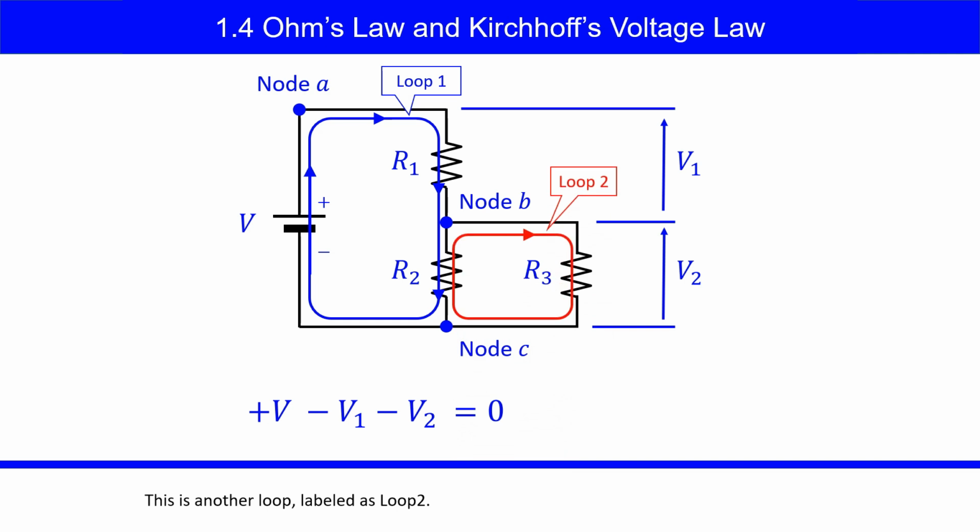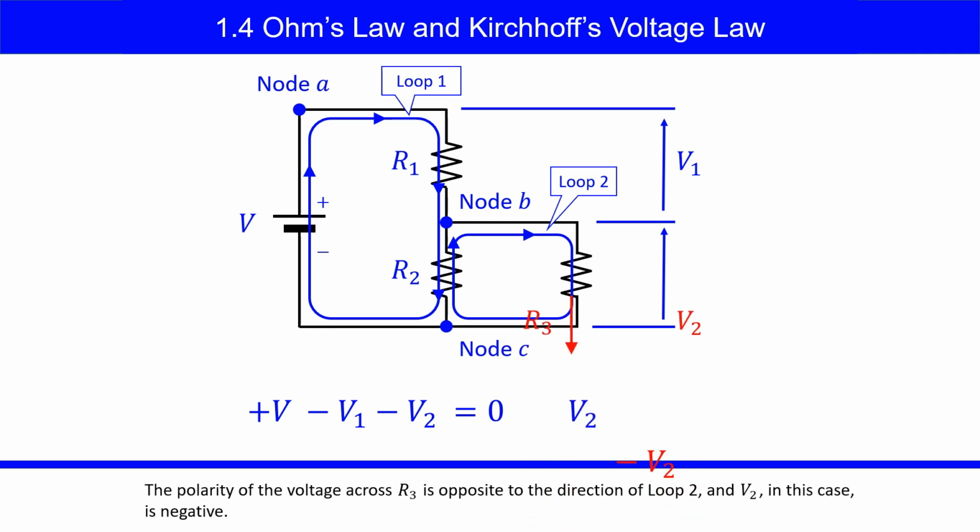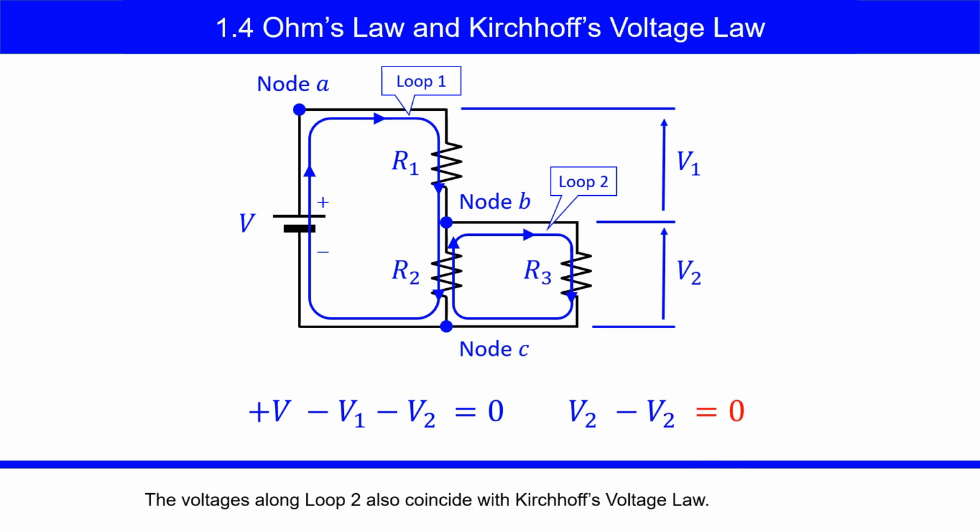This is another loop, labeled as loop 2. The voltage across R2 is in the same direction as that of loop 2. V2 is positive. The polarity of the voltage across R3 is opposite to the direction of loop 2, and V3, in this case, is negative. The voltages along loop 2 also coincide with Kirchhoff's voltage law.